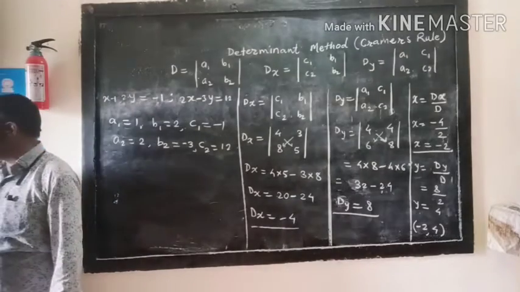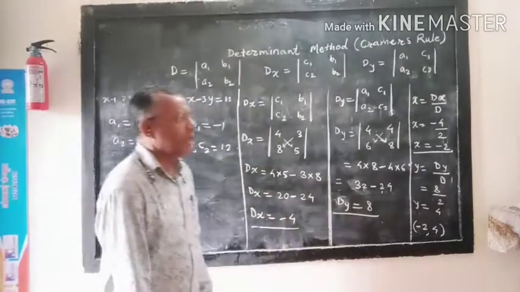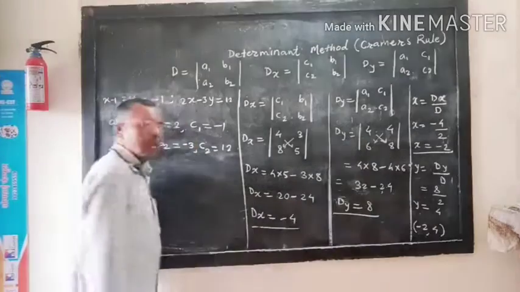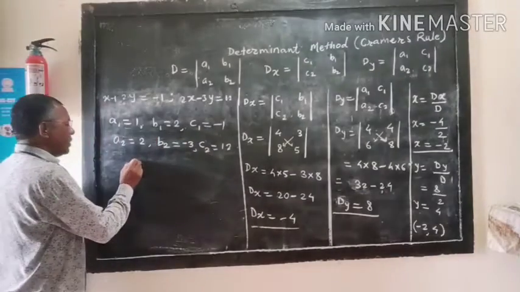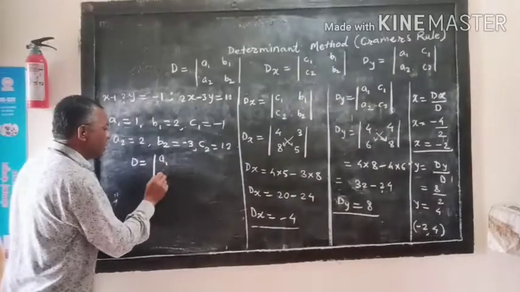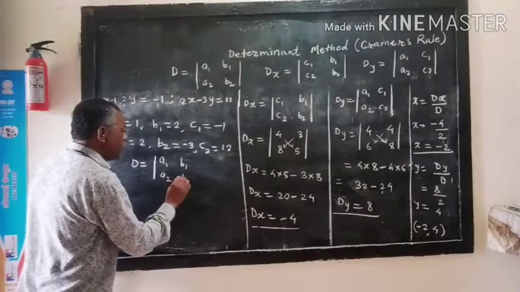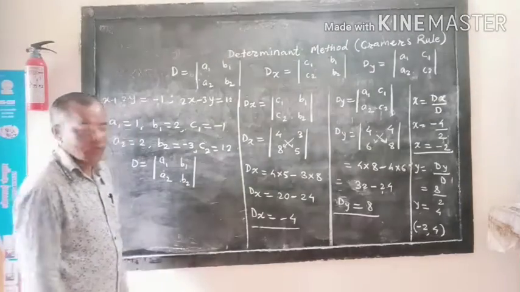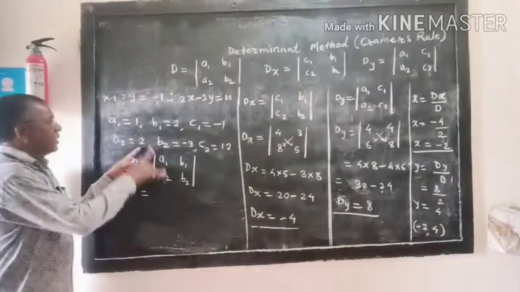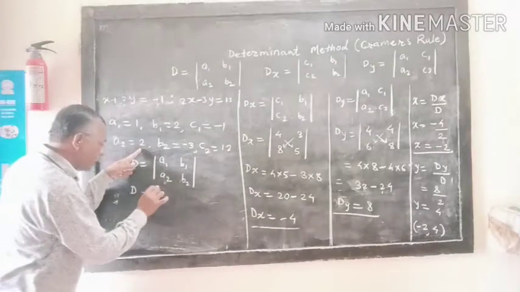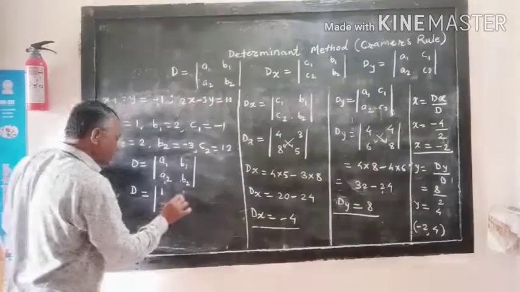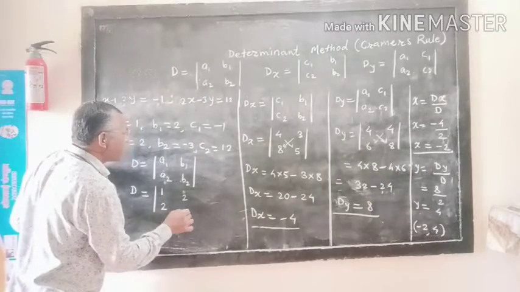These are the values of a1, b1, c1 and a2, b2, c2. Now we have to find the value of D. At first we will write D is equal to the determinant of a1, a2, b1, b2. Now put the values: a1, a2 are 1 and 2, and b1, b2 are 2 and minus 3.